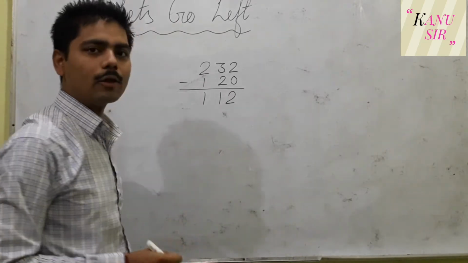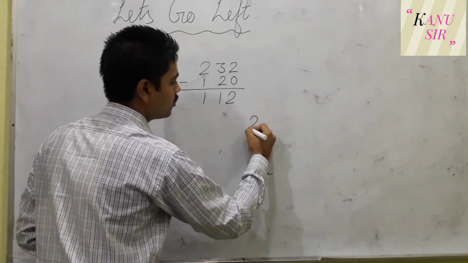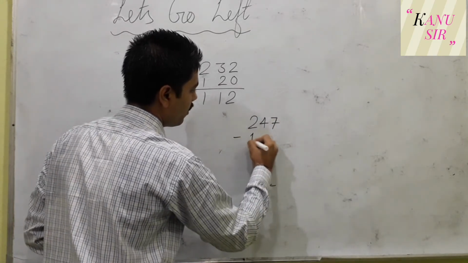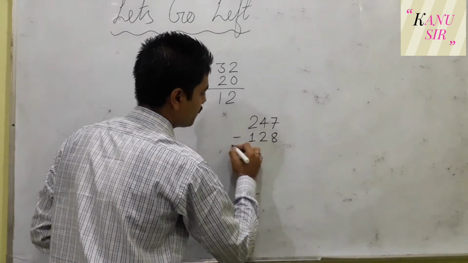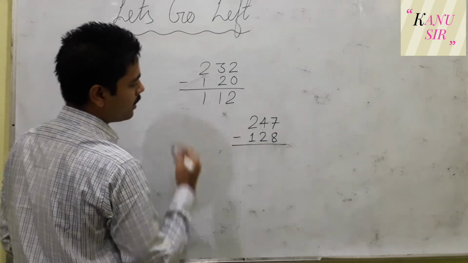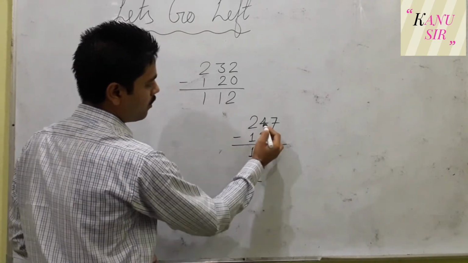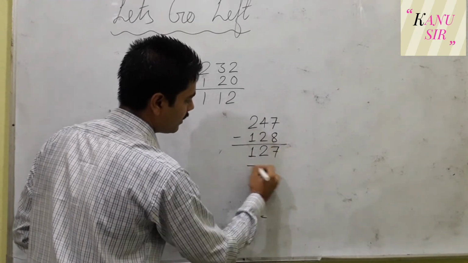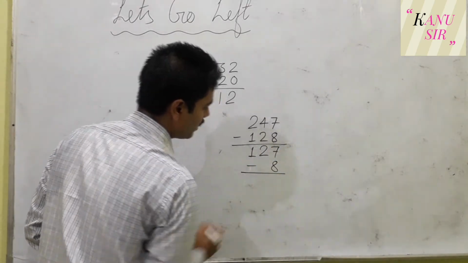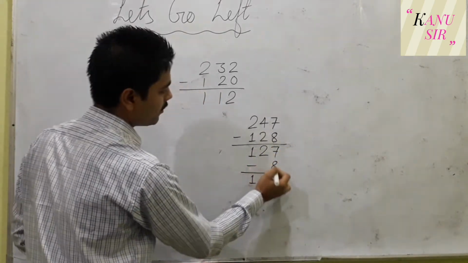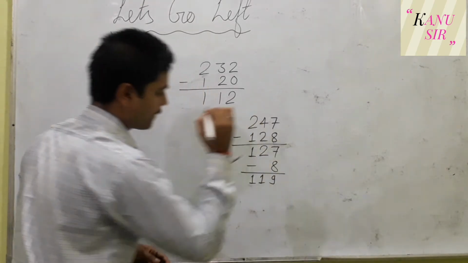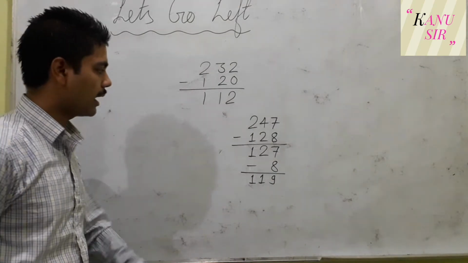Then let us take the carryover problem. 247 minus 128. 200 minus 100 is 100. 40 minus 20 is 20. And 7 and 8, you have to follow the same rule. Copy it down. Now 100, 27 minus 8, you will get 19. Hence, we got the answer.